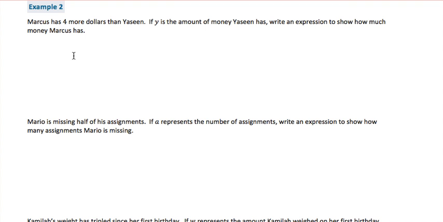In example 2, we actually have the word problems, not just a phrase. Marcus has $4 more than Yassine. If Y is the amount of money Yassine has, write an expression to show how much money Marcus has. Well, what we would do is take this expression and replace Yassine with Y. So if we do that, just watch what that looks like. Marcus has $4 more than Y. So Marcus has Y plus 4.